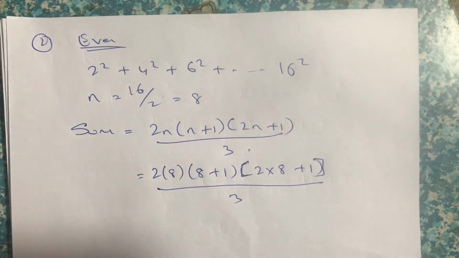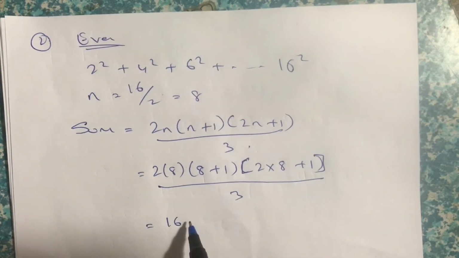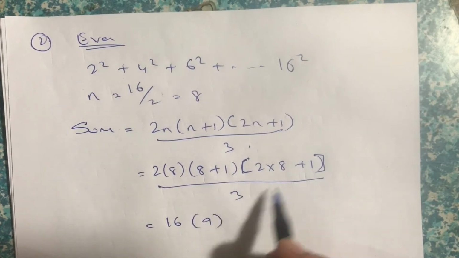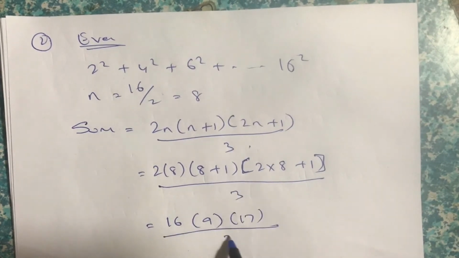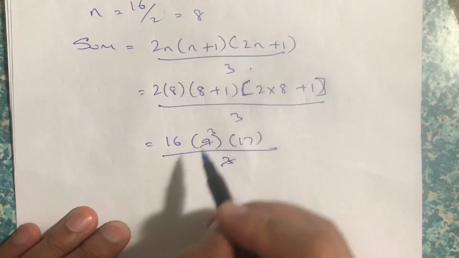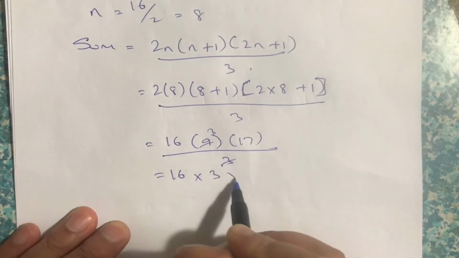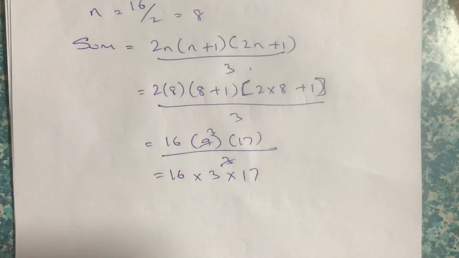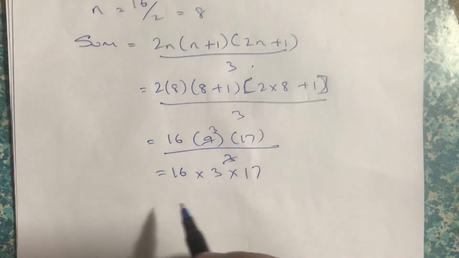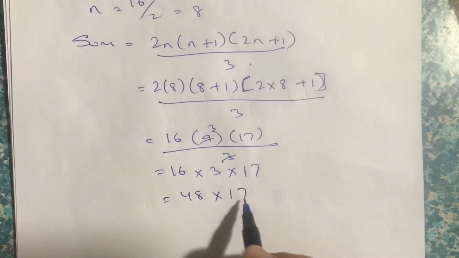So 2 into 8 is 16, then 8 plus 1 is 9, 16 plus 1 is 17, and divided by 3. So 3 1s are 3, 3 3s are 9. Ultimately we get 16 into 3 into 17. So when I multiply 16 into 3, that is 48, into 17. So we have 48 into 17.